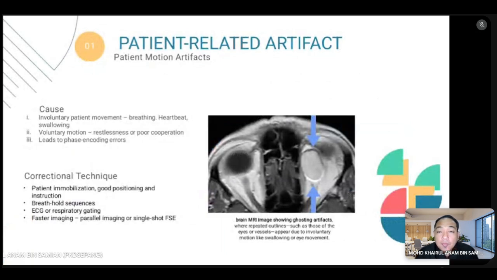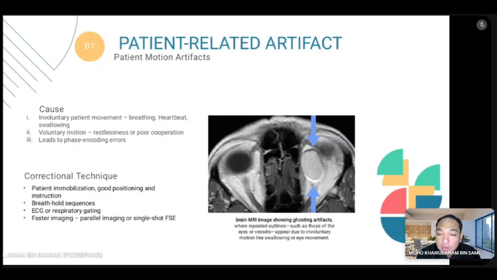The first artifact that will be discussed is patient motion artifact. That is a patient-related artifact. It is caused by involuntary movement, such as breathing, heartbeat, and swallowing. It can also be caused by voluntary motion, such as a restless patient or poor cooperation, and it leads to phase encoding errors.